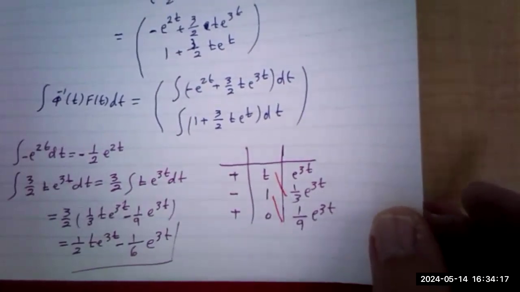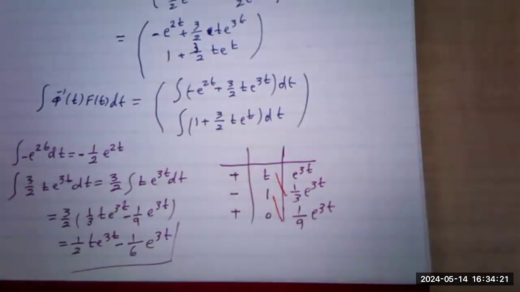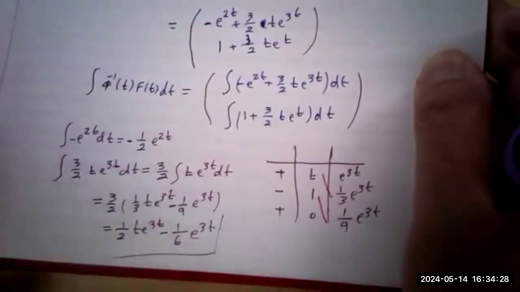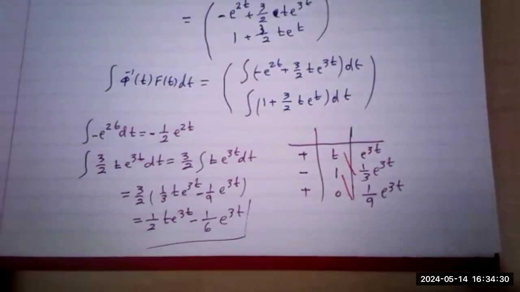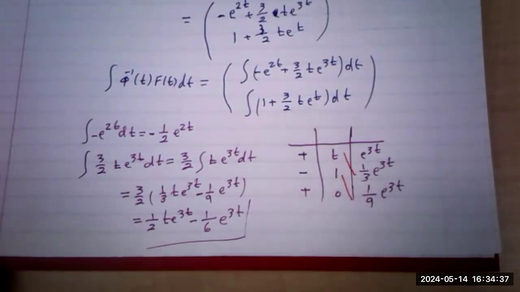So I'm going to go to the next part. And I just do it. The other one is easy. t and e to the t. Let's do it. Yes, question. I'm just still writing. So the other one is t e to the t, which is easy. t e to the t minus e to the t.